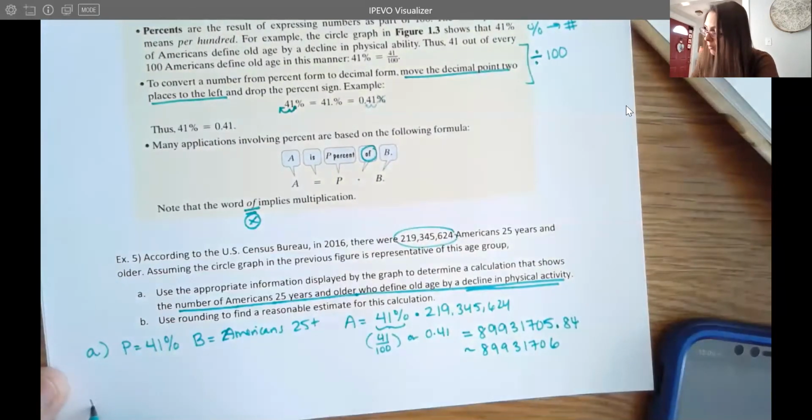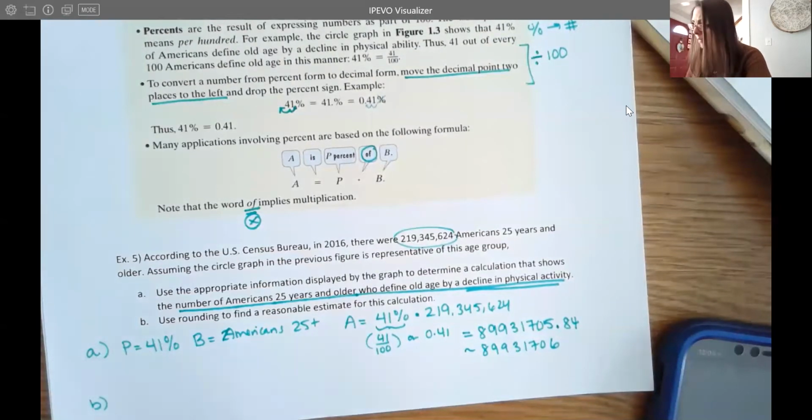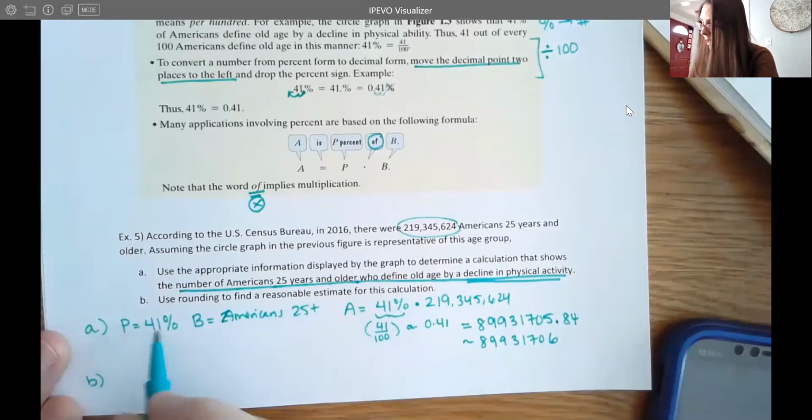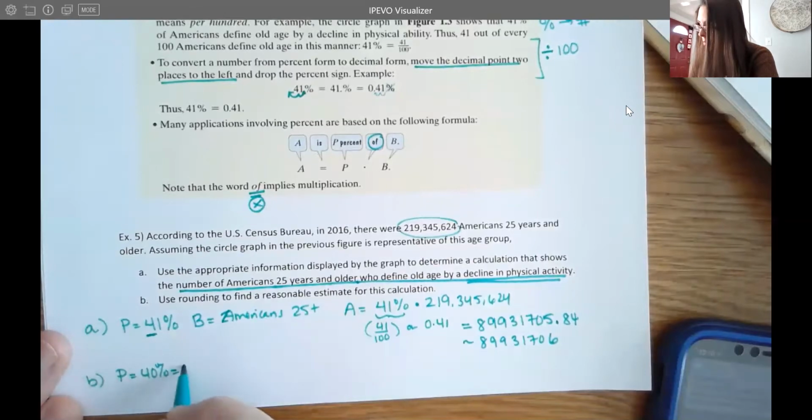But we can use rounding to find a reasonable estimate instead. So for instance, that 41% is really close to 40%, right? So what I could do is round this to the nearest 10. That 1 would drop it down. So instead I can use 40%, which is 0.4 or 40 in my calculation.